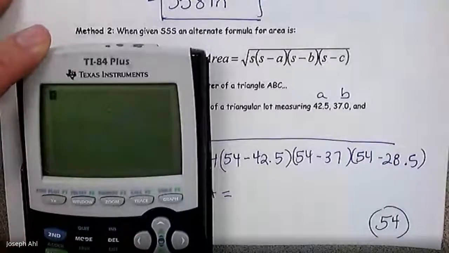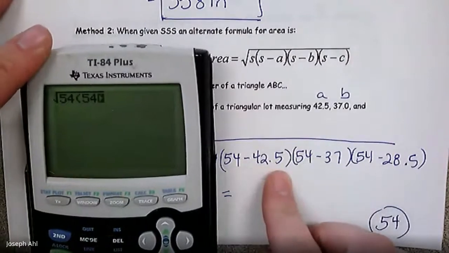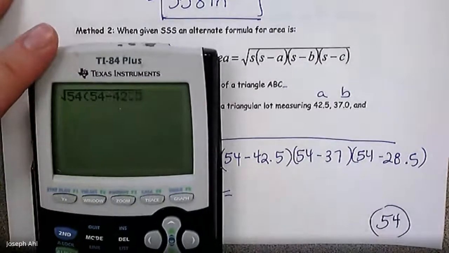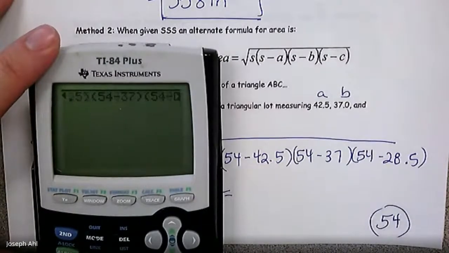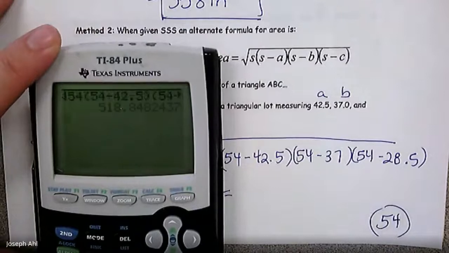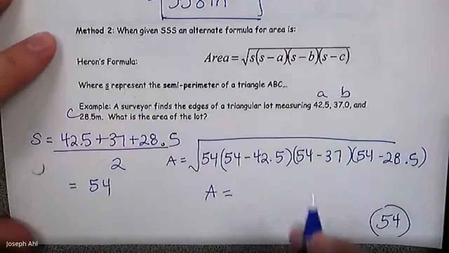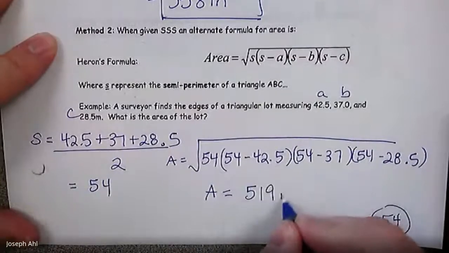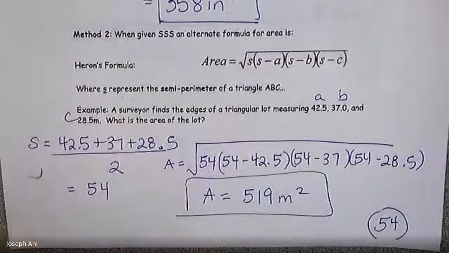So let's see if I can type this in carefully. Square root of 54 first, parentheses. You don't even have to subtract those unless you want to, but let the calculator do the work. 54 minus 42.5, 54 minus 37 is next. At the end, 54 minus 28.5 to get an area of approximately 519. Okay, 519 square meters for this one.